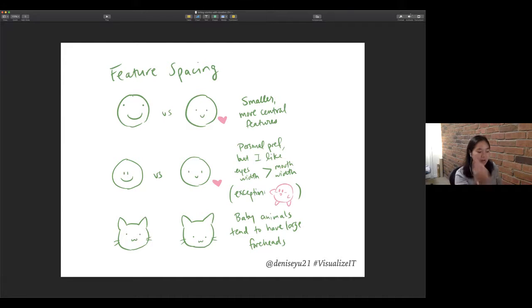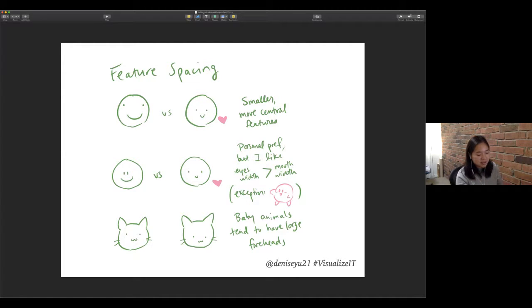And the final thing to point out is baby things also tend to have really large foreheads relative to the rest of the face. So typically I put the eyes at around the midline of the head. The eyes are at the equator on an adult human head. For baby animals, I might move the eyes a little bit further down.